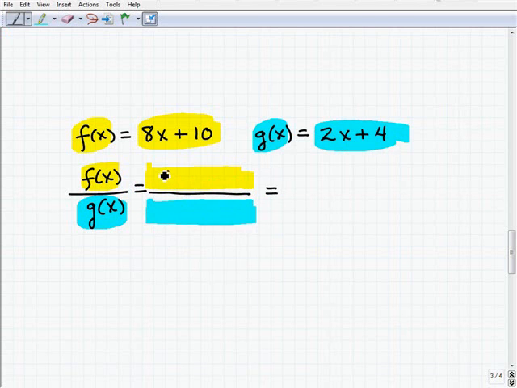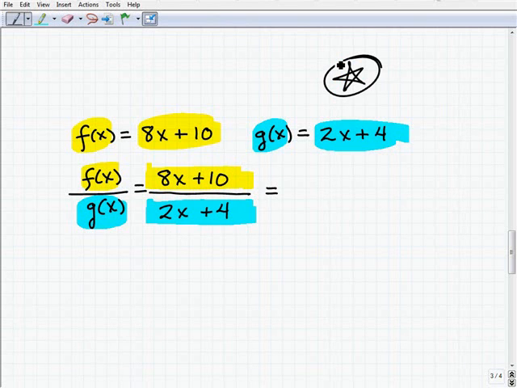All right, so f of x is 8x plus 10. g of x is 2x plus 4. Okay, so here's another major pitfall where students often go wrong. This, 8x plus 10 over 2x plus 4, is what we call a rational function. Now, actually, I'll tell you what, I want to just hold off one second. Go ahead and simplify this result.